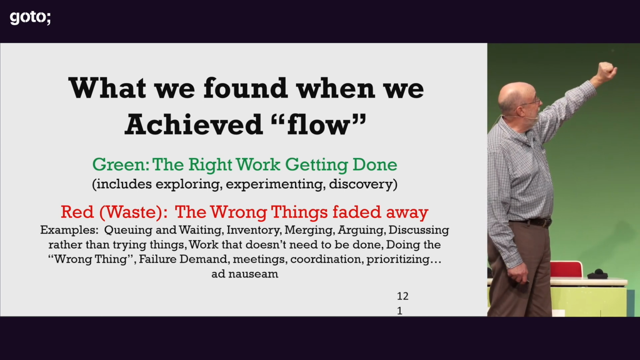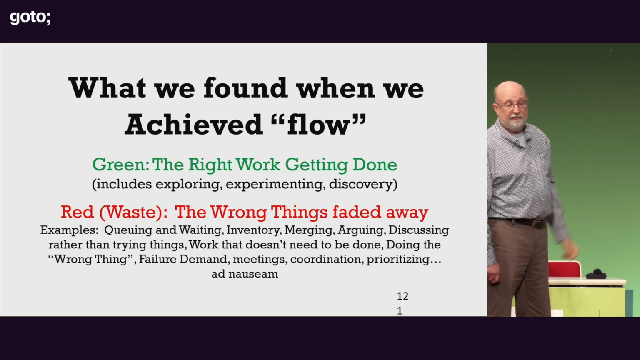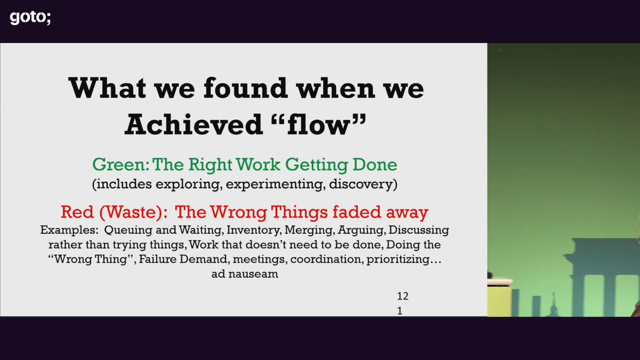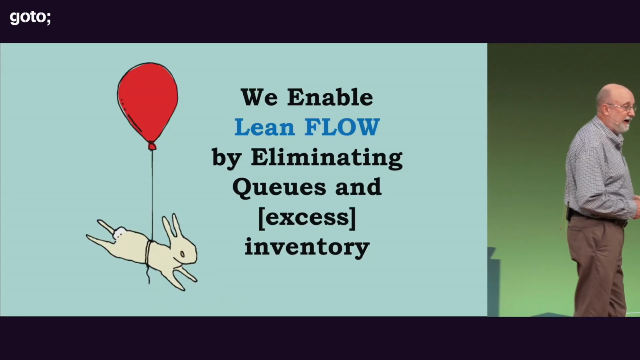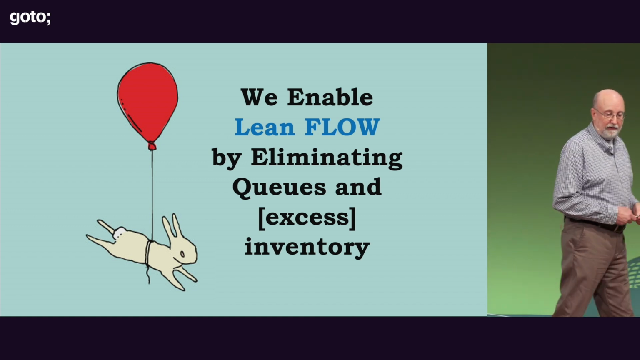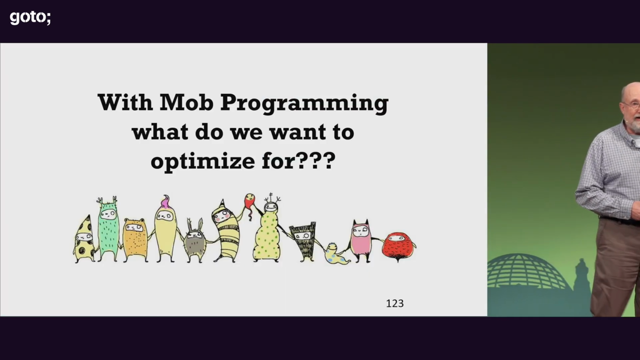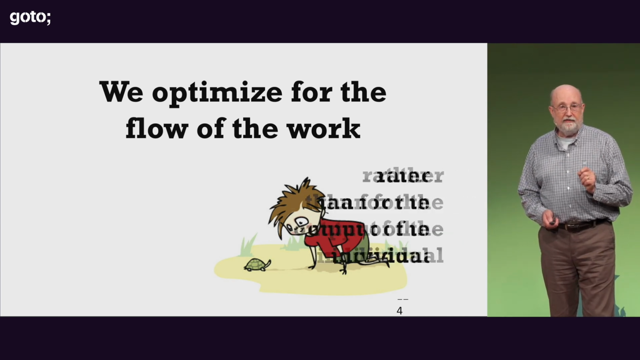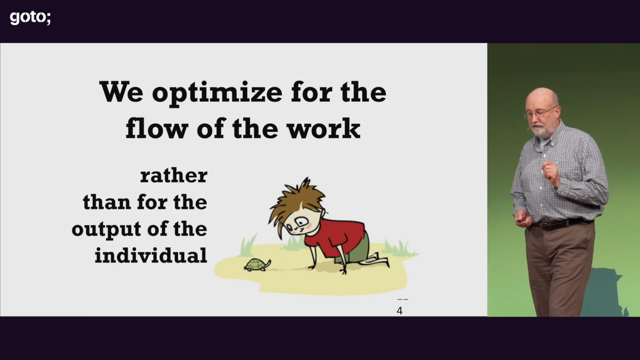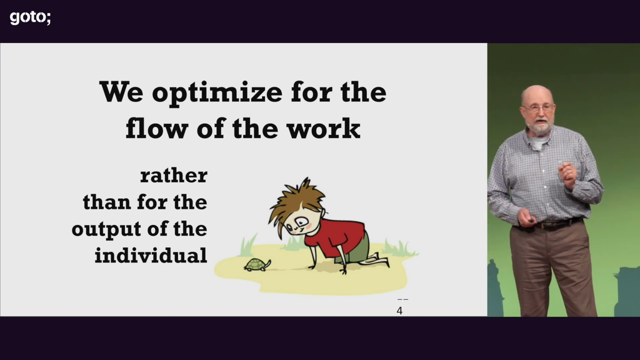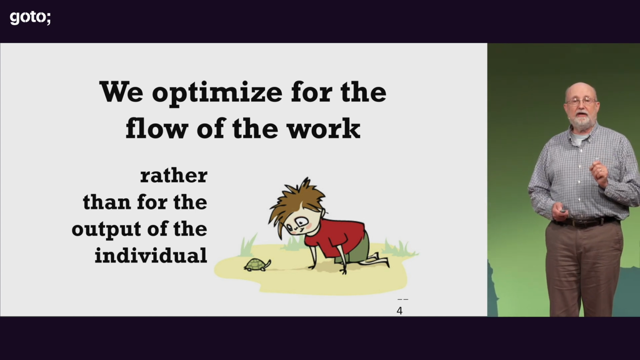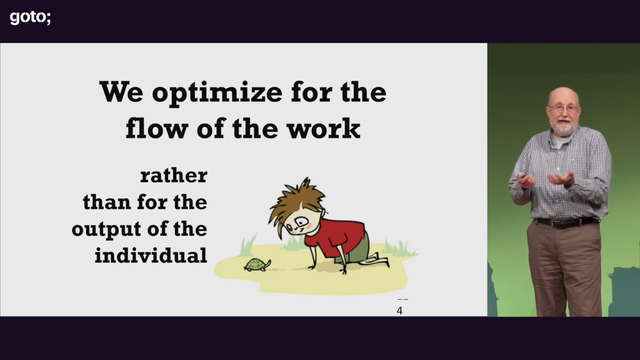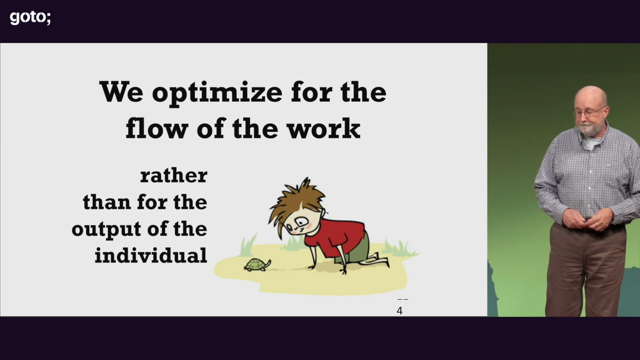Failure demand is bugs, meetings, coordination, prioritizing. We stopped doing all of these wasteful things. They faded away. We just didn't need them anymore. So we enabled a lean flow by eliminating the queues and the excess inventory. So with mob programming, what do we optimize for? We're going to optimize for the flow of the work rather than the output of the individuals. This is almost a thing that happened naturally for us, but if we had focused on trying to do this, this probably would have been a good thing, but it just happened for us. It's another thing that just happened when we started working well together.